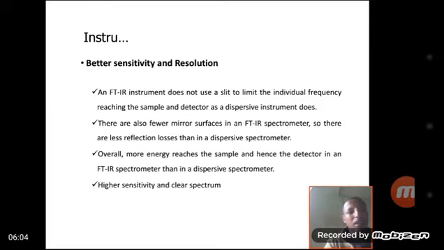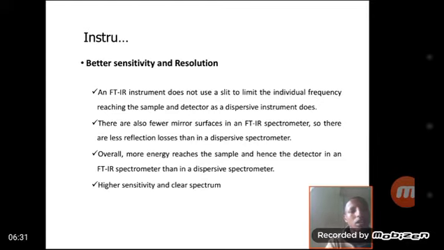before reaching the sample and detector as a dispersive instrument does. So the Fourier transform instrument does not use slits to limit the individual frequency. There are also fewer mirror surfaces in the FTIR spectrophotometer. Therefore, there is less reflection loss than in a dispersive spectrometer.